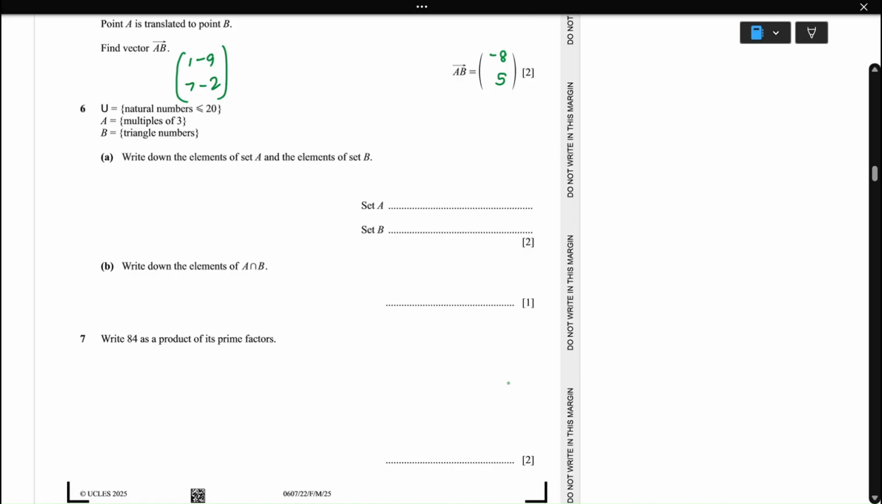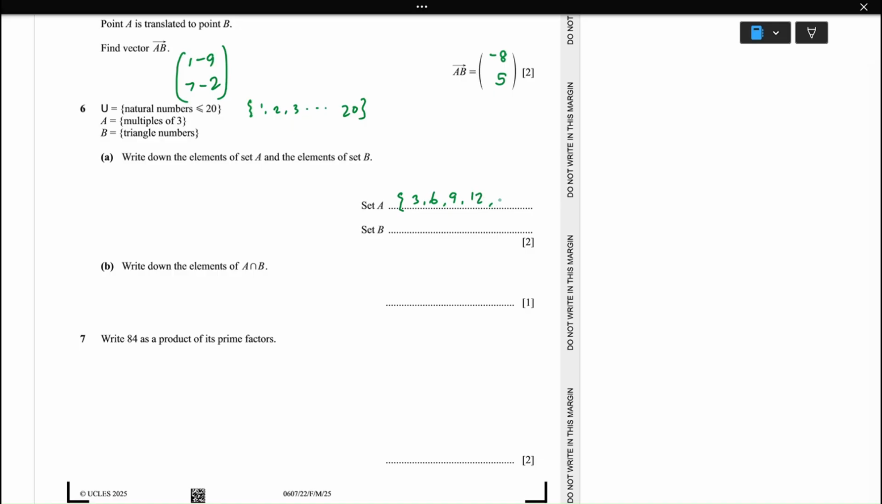The next question, U is the natural numbers. So the universal set is going to be natural numbers up to 20. Natural numbers, obviously we know, start from 1. So 1, 2, 3 until 20, and 20 is included here. Next, A is going to be multiples of 3. A is multiples of 3, so here the first value is set A. So we write set A as multiples of 3 up to 20: 3, 6, 9, 12, 15, 18. So all of this is set A. The universal set is saying up to 20, so we cannot go beyond that. So the maximum is 18.